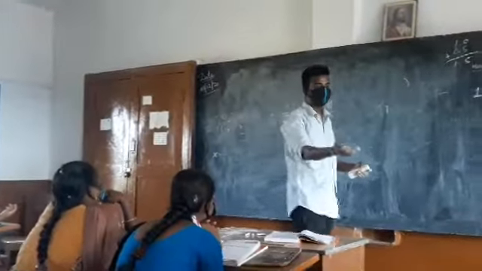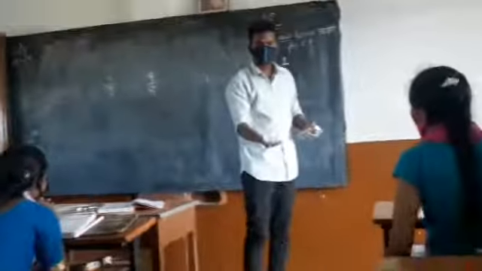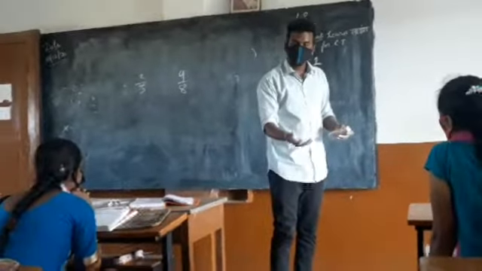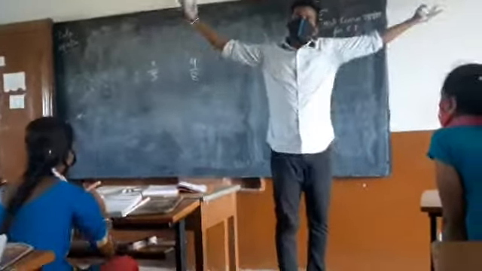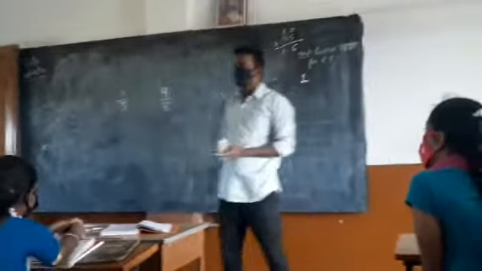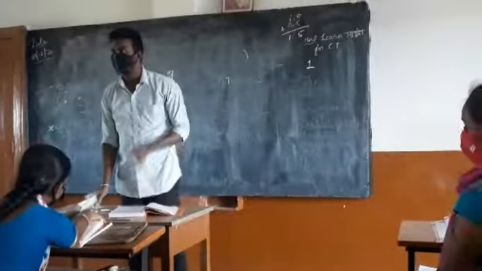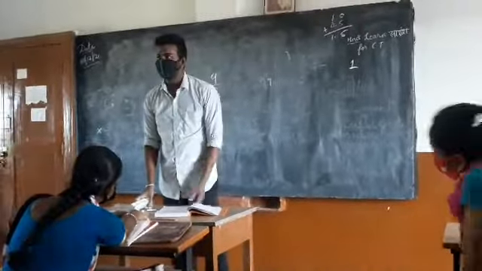Understood? Infinitely many rational numbers are there. How many rational numbers are there between two rational numbers? Infinitely many. Okay? Thank you, children. We will discuss the other things in the next class. Solve the second exercise as homework.